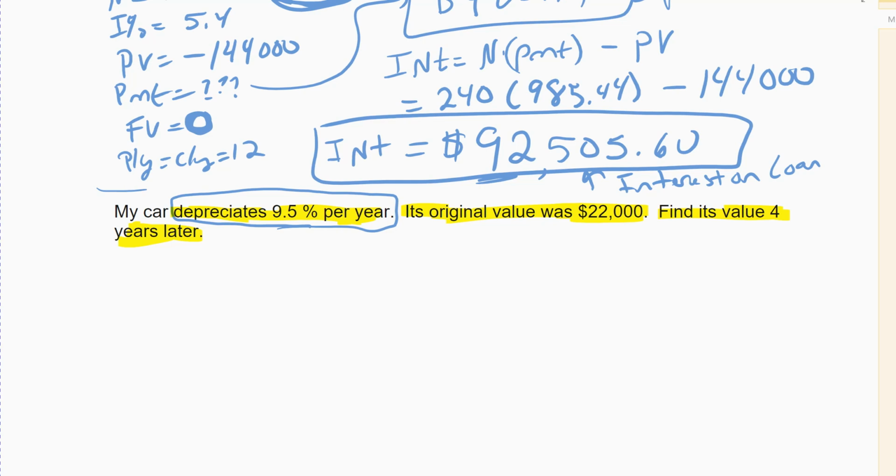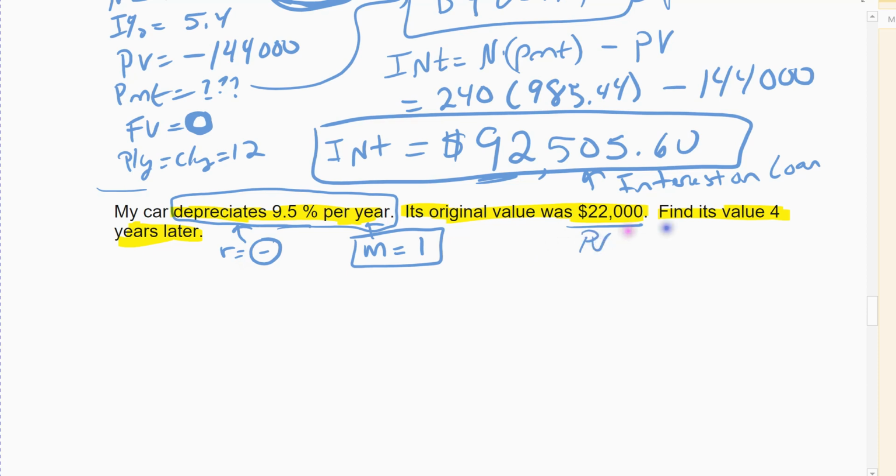Every year, I lose 9.5% of whatever my car's value was the previous year. The first year, I lose 9.5% on $22,000. The next year, I lose 9.5% on whatever it was at that time. The third year would be whatever it was at that time, and the fourth year, whatever it was at that time. So it is a compounding case. It's compounding yearly, so the compounding period is once a year. The second thing is it's depreciating, and so my interest rate is negative.